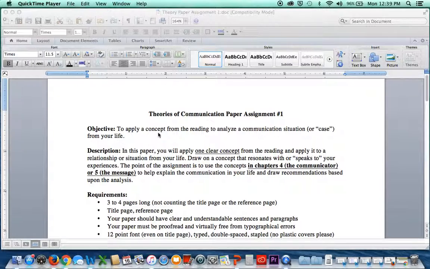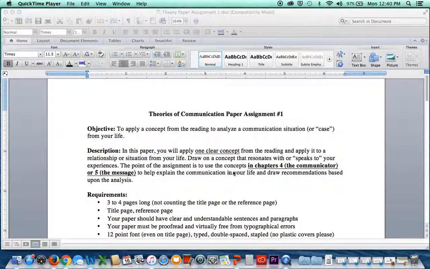Your goal here is to apply a concept from the reading and analyze a communication situation from your life. I call it a case. It's not really technically a case study, but you're looking at a situation, an instance from your life where the concept applies. So you'll pick one clear concept from the reading, and I might talk about it in the lecture videos as well, and apply it to some kind of relationship. It could be at work, could be in your family, could be with a friend or significant other, just about anything, and draw a concept from the reading that resonates with or speaks to that experience. It really draws it out.